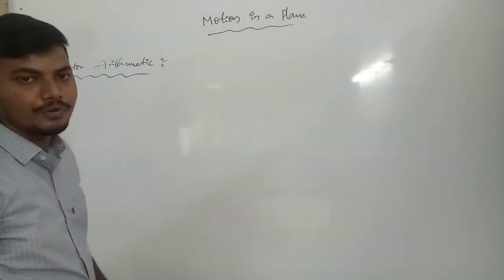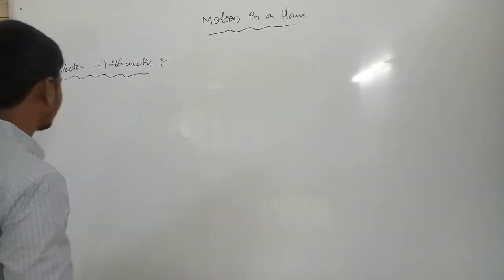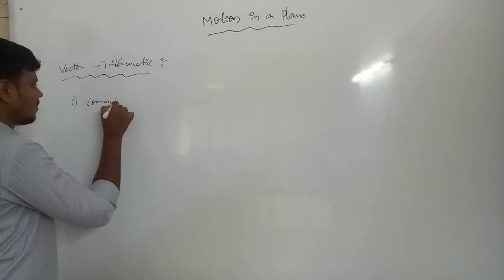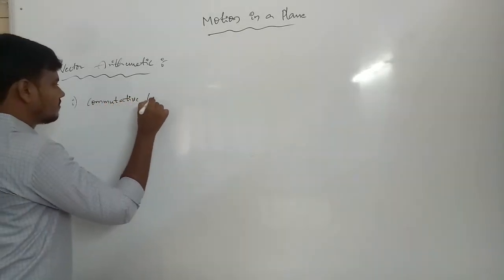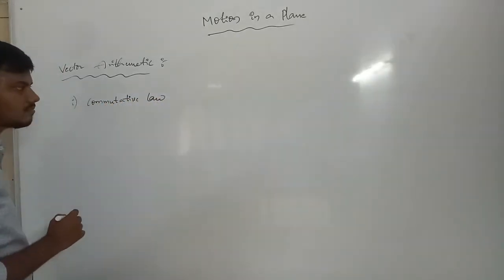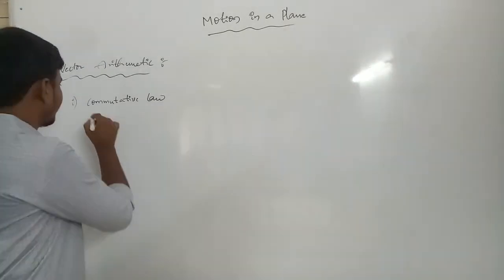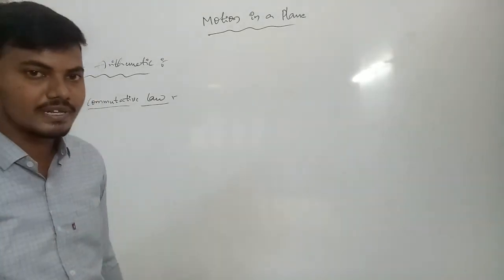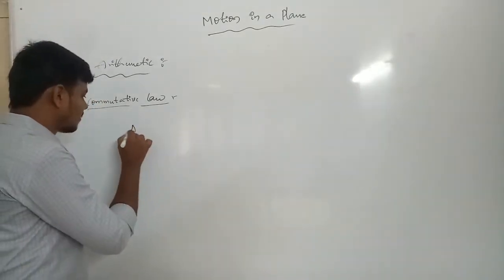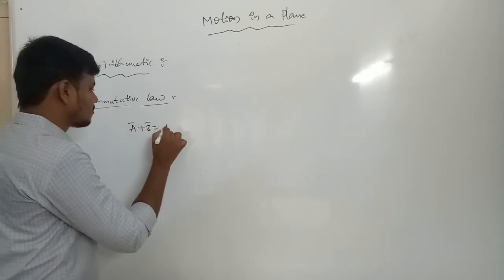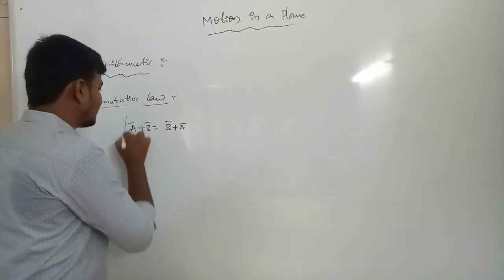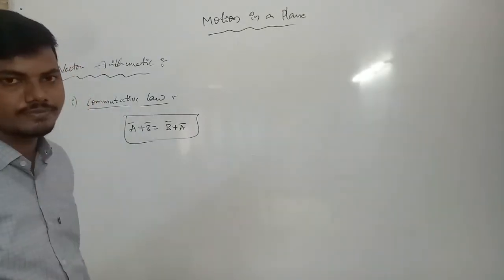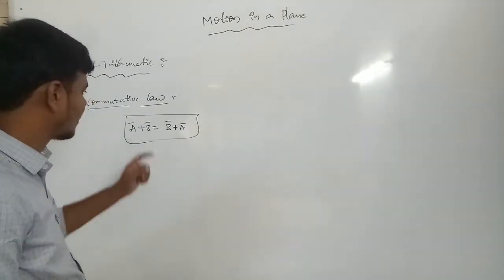The first one we can introduce is the commutative law. Commutative law means A bar plus B bar is equal to B bar plus A bar. This equation is known as the commutative law. The commutative law applies only to two vectors.